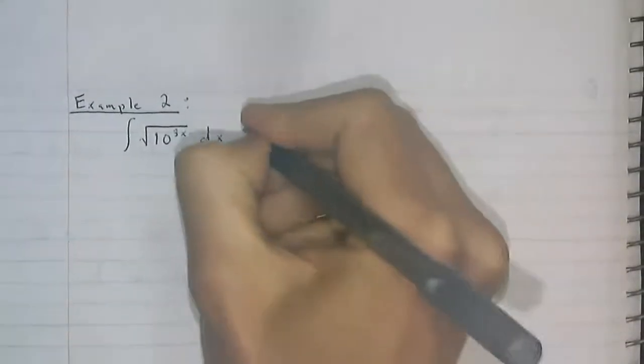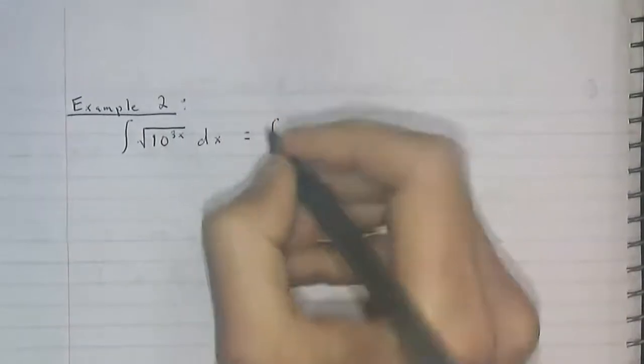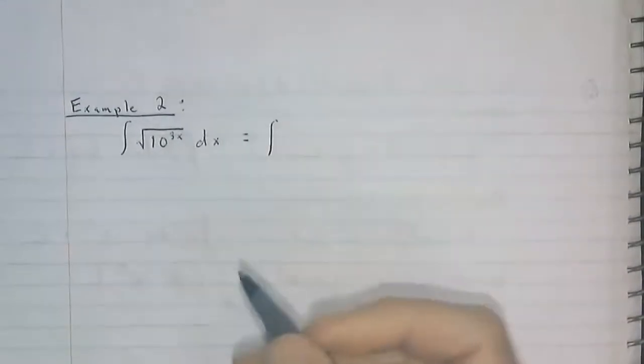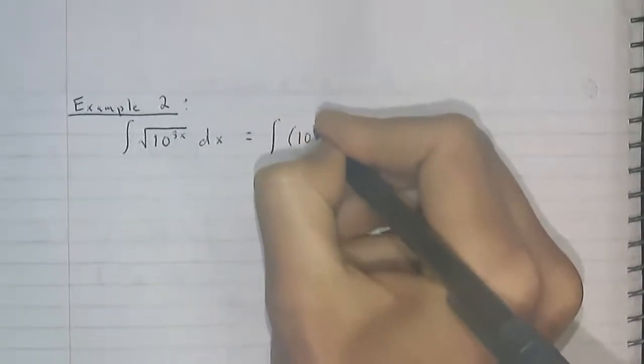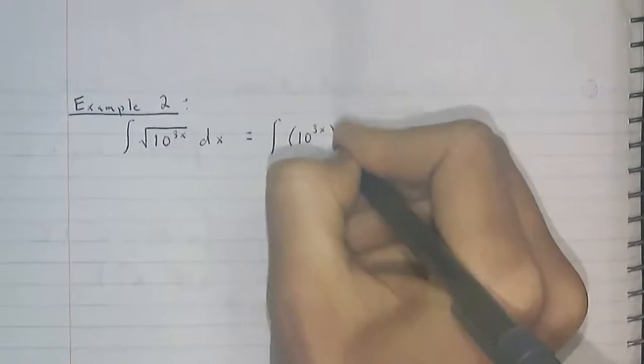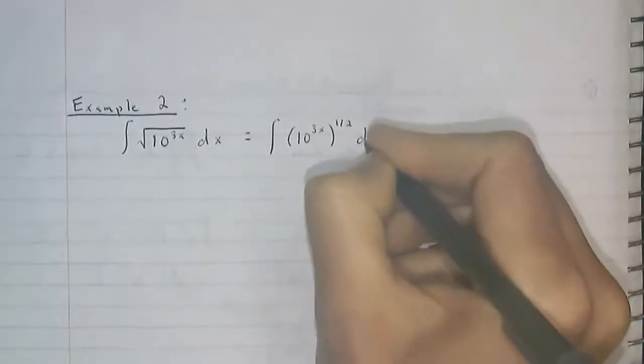What we're going to do is change its appearance and see if that helps. Instead of this square root radical situation, we're going to write this as 10 to the 3x raised to the 1/2, dx.